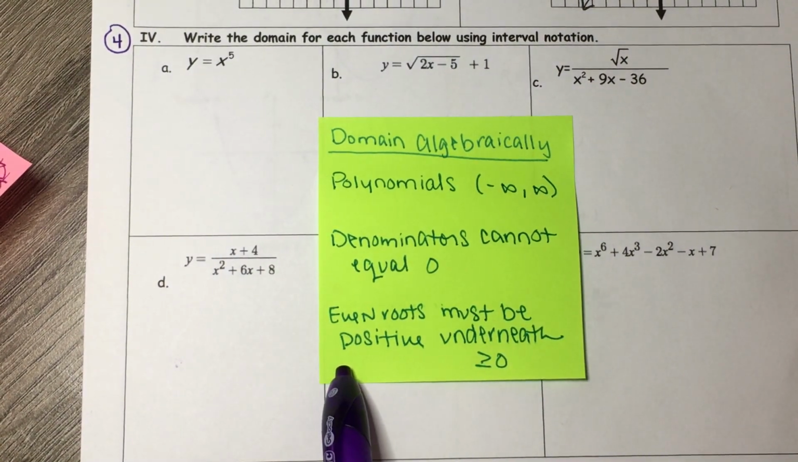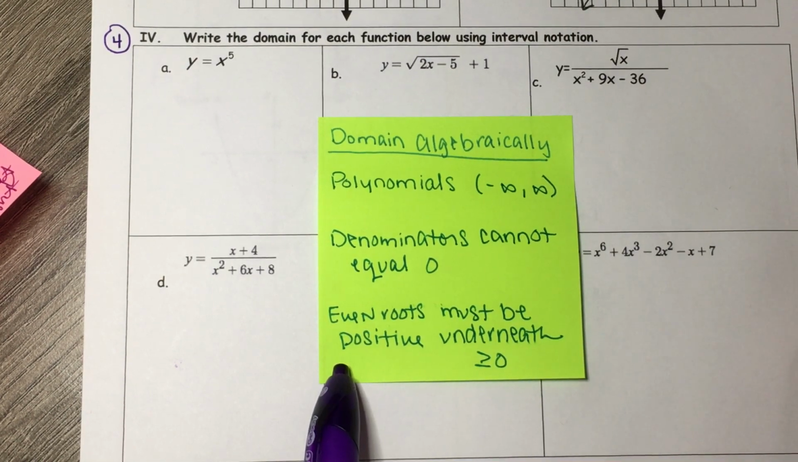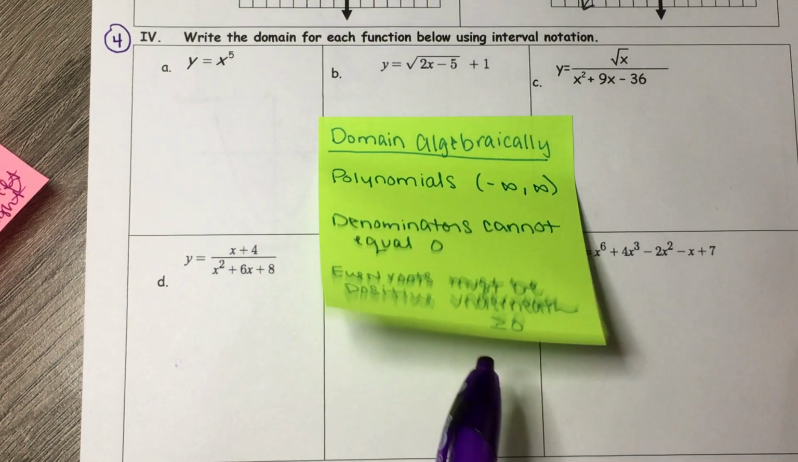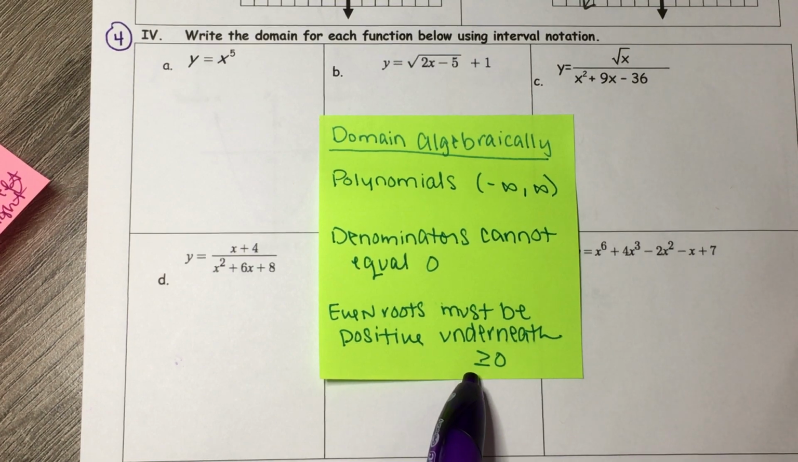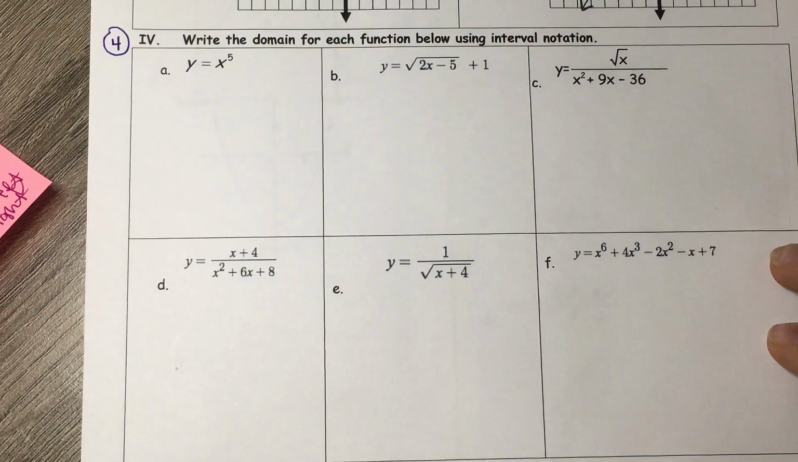When we had a denominator, the denominator could not be equal to 0, so we omit those values that made it equal to 0. And then for any even roots or even radicals, everything underneath the radical must be positive, so we set everything underneath the radical greater than or equal to 0. And those were our 3 rules.